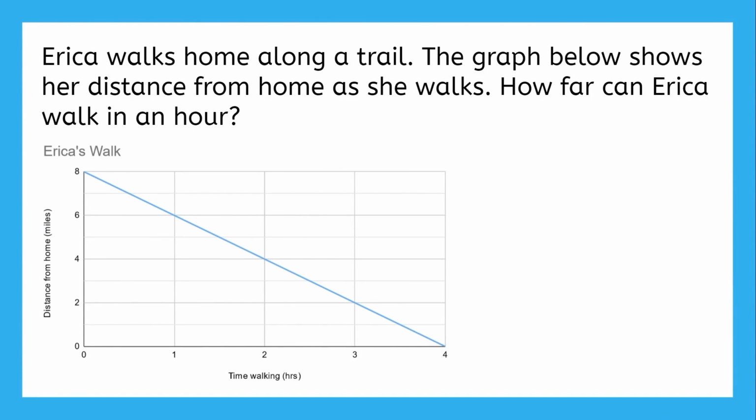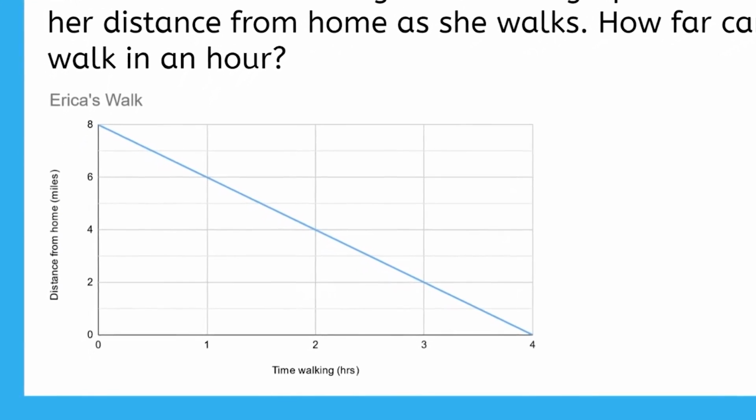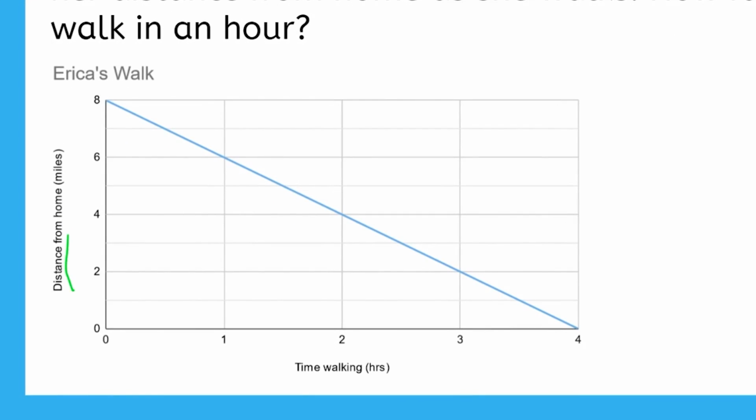All right, first up. Erica walks home along a trail. The graph below shows her distance from home as she walks. How far can Erica walk in an hour? First, let's take a look at our axes. The y-axis is Erica's distance from home, measured in miles. And the x-axis is how long she's been walking, measured in hours.